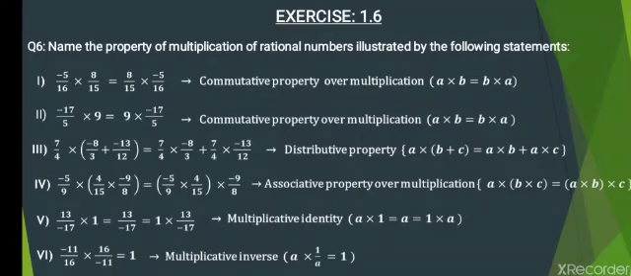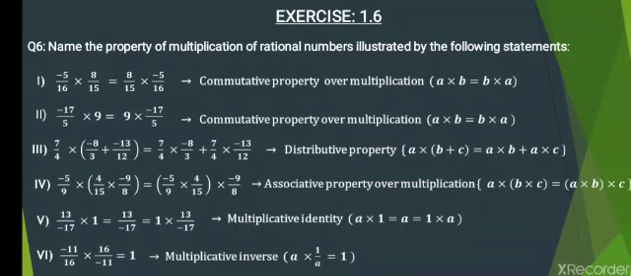and every part. Okay, so first part is minus 5 by 16 into 8 by 15 is equal to 8 by 15 into minus 5 by 16. As we can see that in this part, they have just changed the order of the numbers. Like in LHS, they have put minus 5 by 16 into 8 by 15, and on RHS you can see it is 8 by 15 into minus 5 by 16. So they just have changed the order of the numbers.